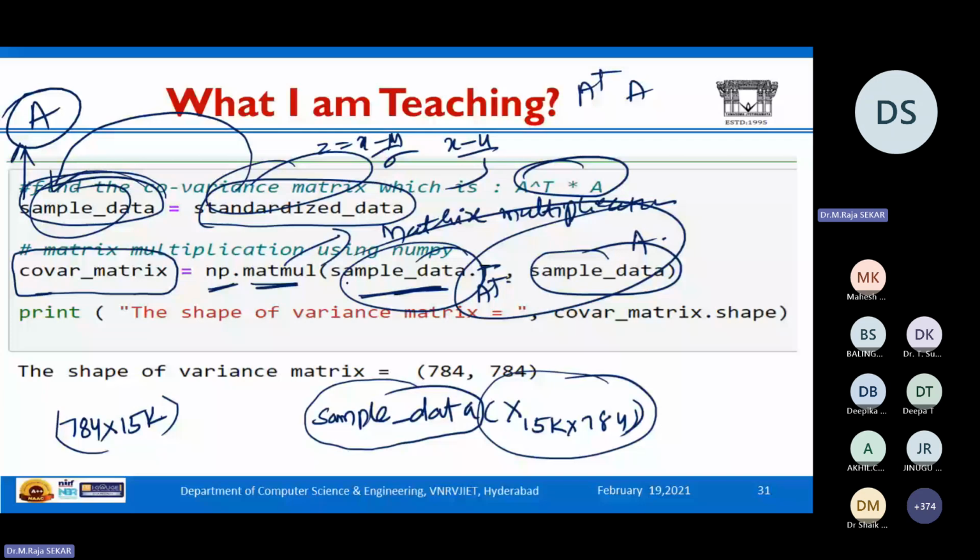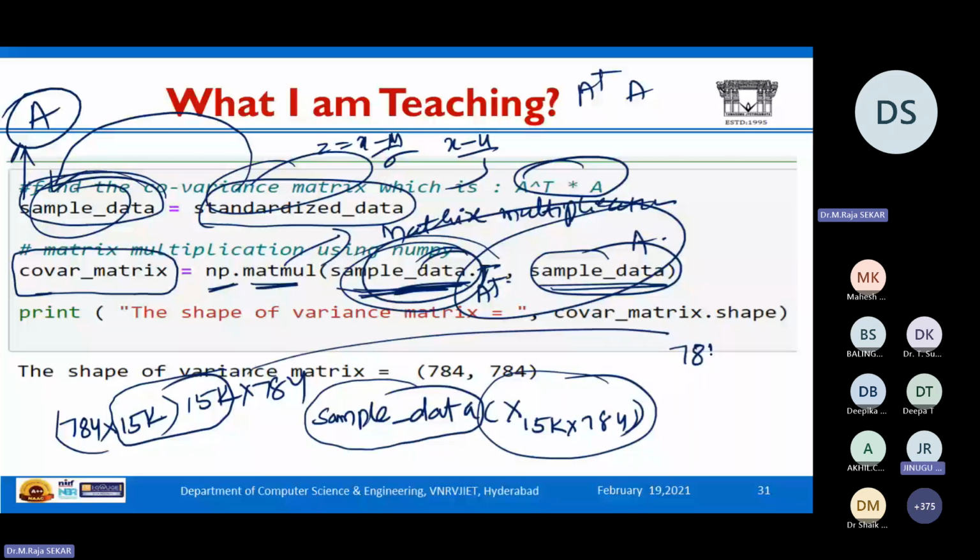This is the transpose, sample_data dot T. And what is sample_data? sample_data is 15,000 by 784. Just see, I'm multiplying sample_data dot capital T with sample_data. That is 15,000 into 784. If I multiply, what will you get? You will get a matrix of order 784 by 784. Are you getting a square matrix? Yes, this is a square matrix.